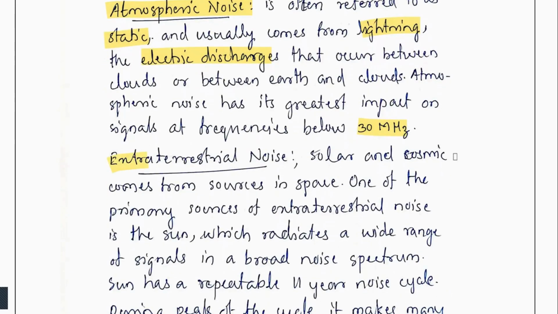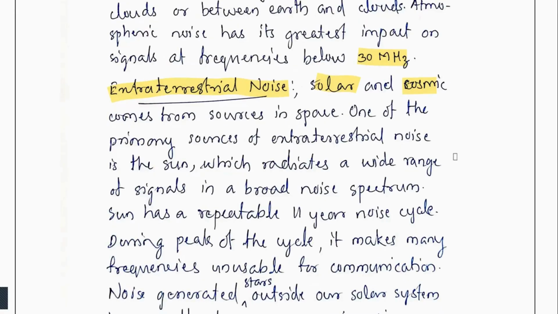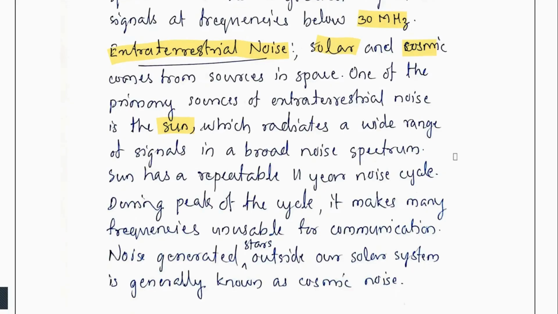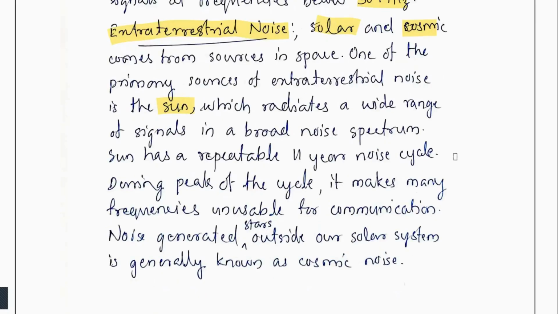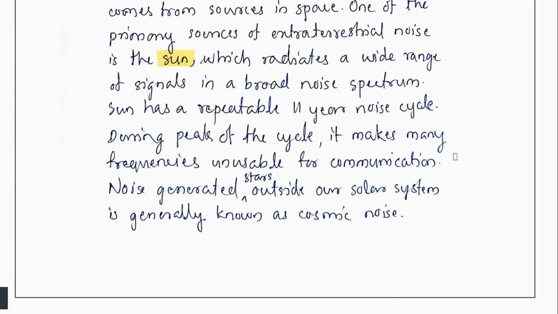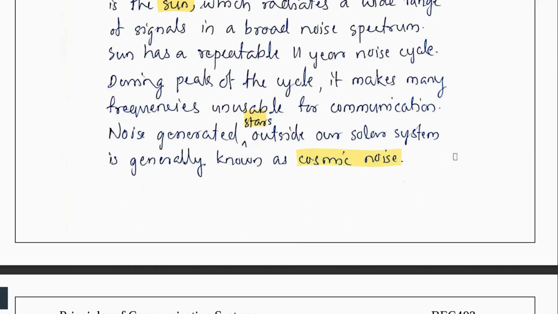Next is extraterrestrial noise. This is solar or cosmic noise that comes from sources in space. One of the primary sources of extraterrestrial noise is the sun, which radiates a wide range of signals in a broad noise spectrum. The sun has a repeatable 2-year noise cycle. During the peaks of the cycle, it makes many frequencies unstable for communication. Noise generated in the stars outside the solar system is generally known as cosmic noise.